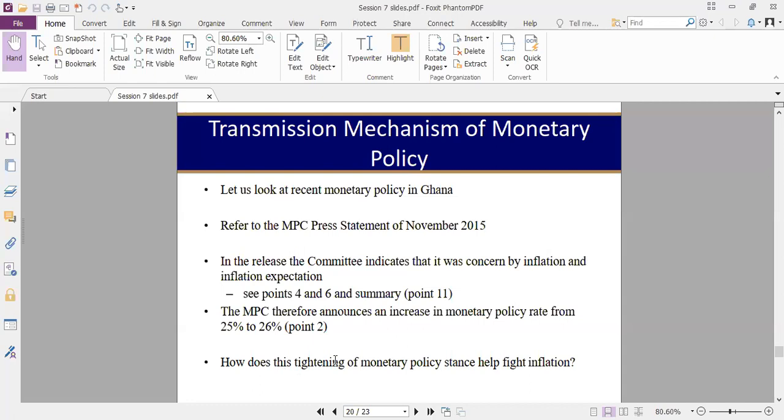Remember, moving from 25% to 26% is what we are calling tightening. How does this tightening of monetary policy help fight inflation? That's what we are going to look at. Now, before we go on to the slide, we can try and do this manually so that you appreciate how it is done.